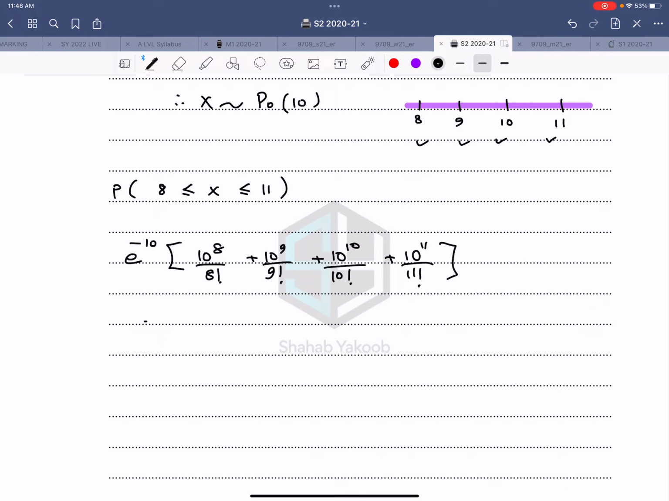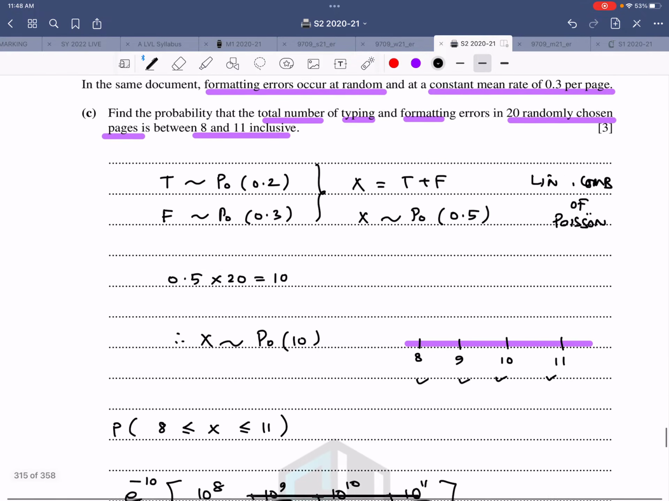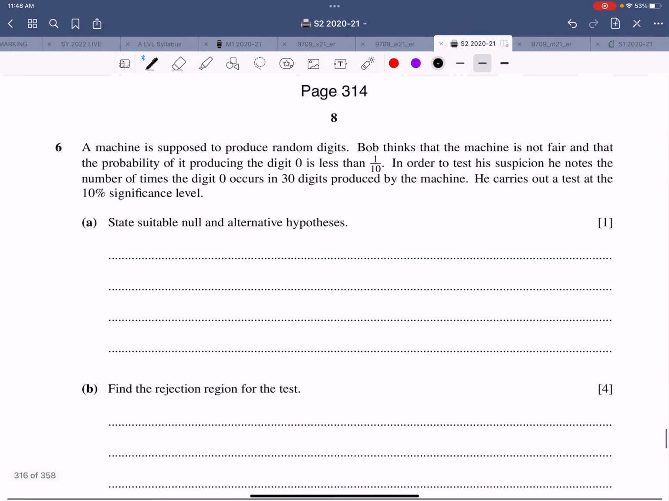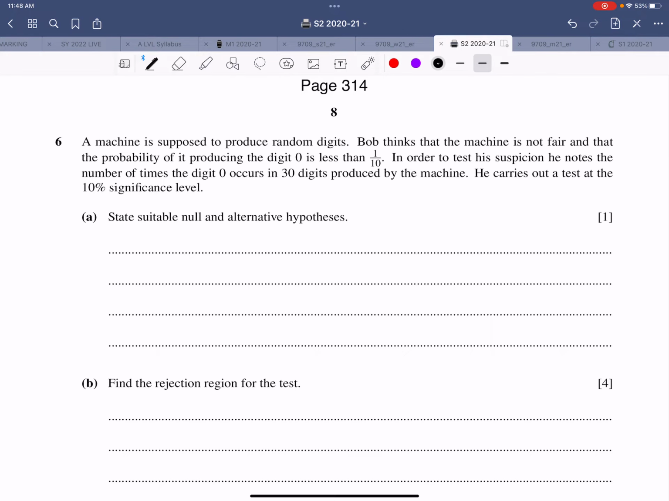You add it all up and then you get this answer. So this is part C. Question number 6. It says a machine is supposed to produce random digits.